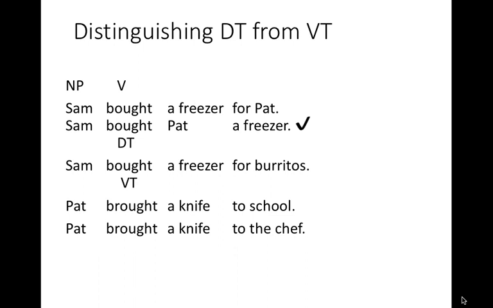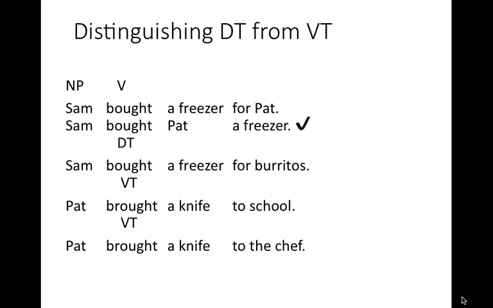Now, pause the video and check that you can do this for the next pair of sentences. We can say, Pat brought a knife to school, but Pat brought school a knife is not normal, so brought is VT there. Whereas in the last one, we could say Pat brought the chef a knife, and that indicates the chef is an indirect object, and brought in that last sentence is ditransitive. So that's how you can tell the difference.